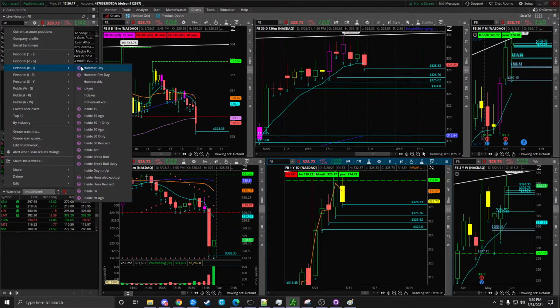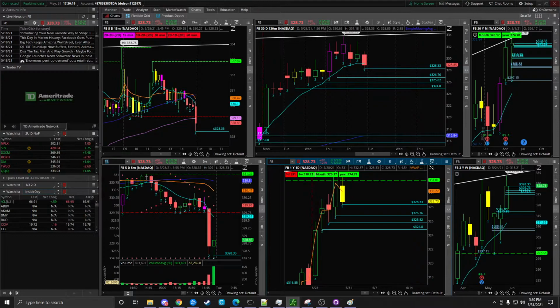I can go over some inside day stuff. Is anyone confused on trading the 2-go-3s? I'm going to assume no. I guess that's a no. All right.